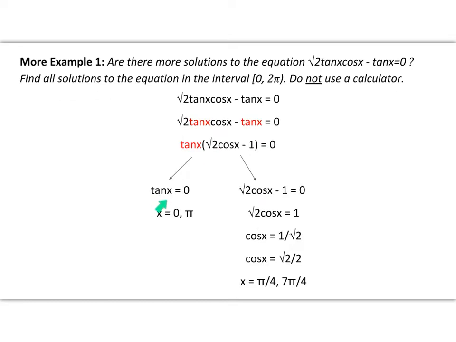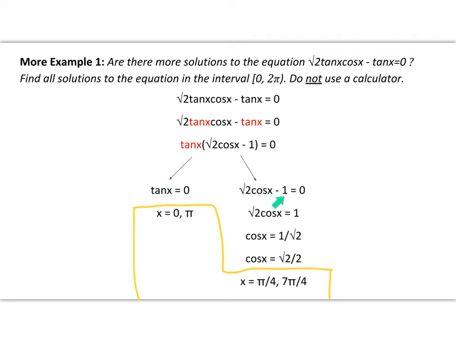What happens next is kind of twofold. So let's separate this out. We have tangent of x equal to 0. We already have the trig expression isolated here. In the other one, there's more going on.